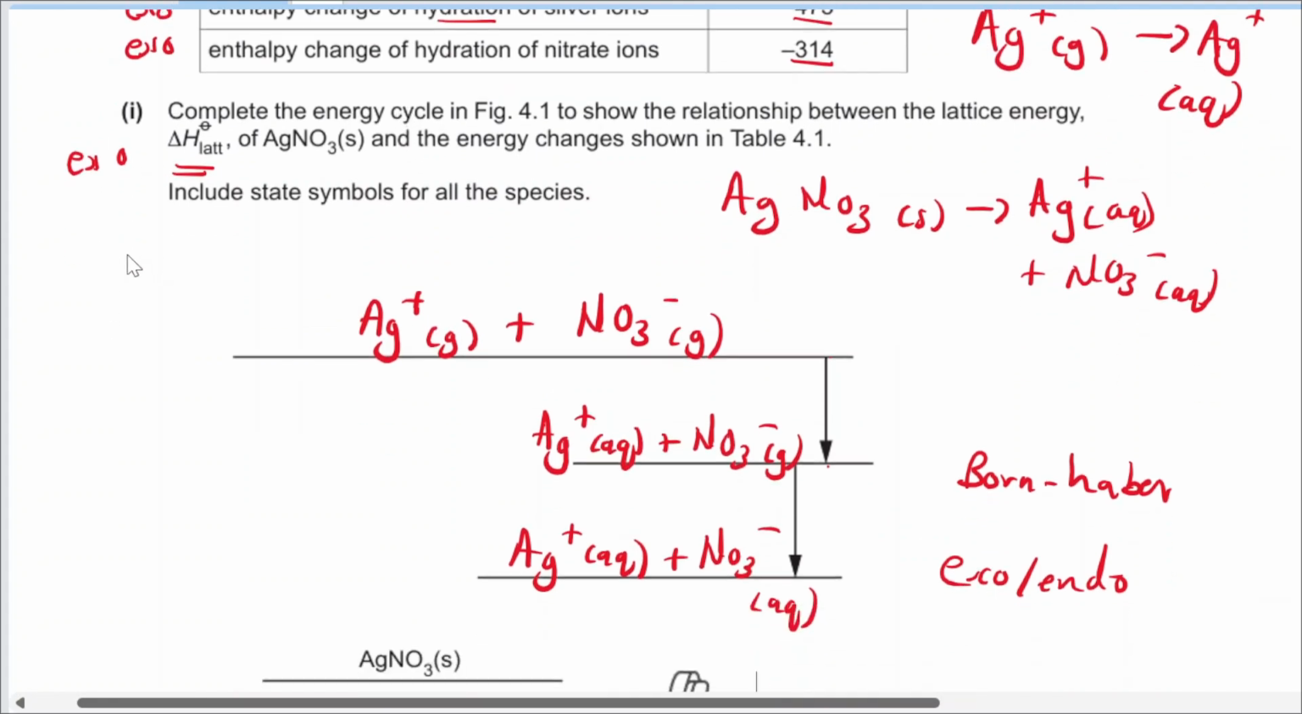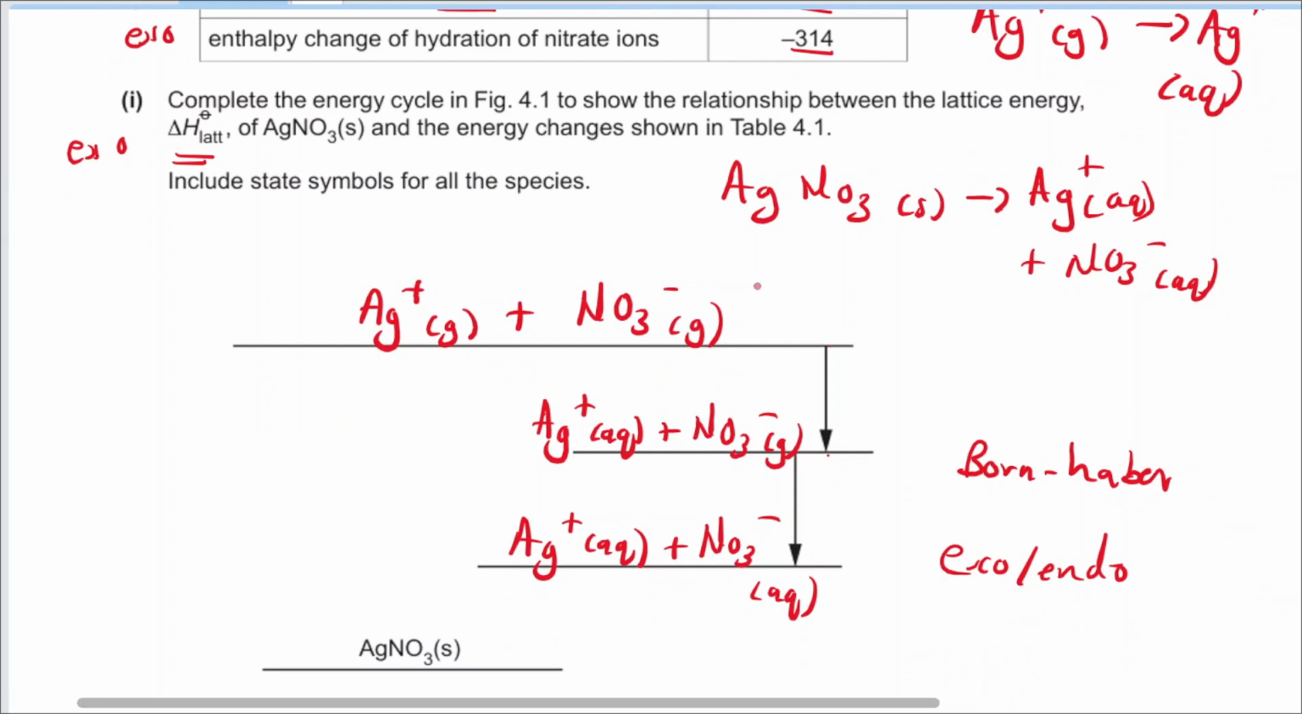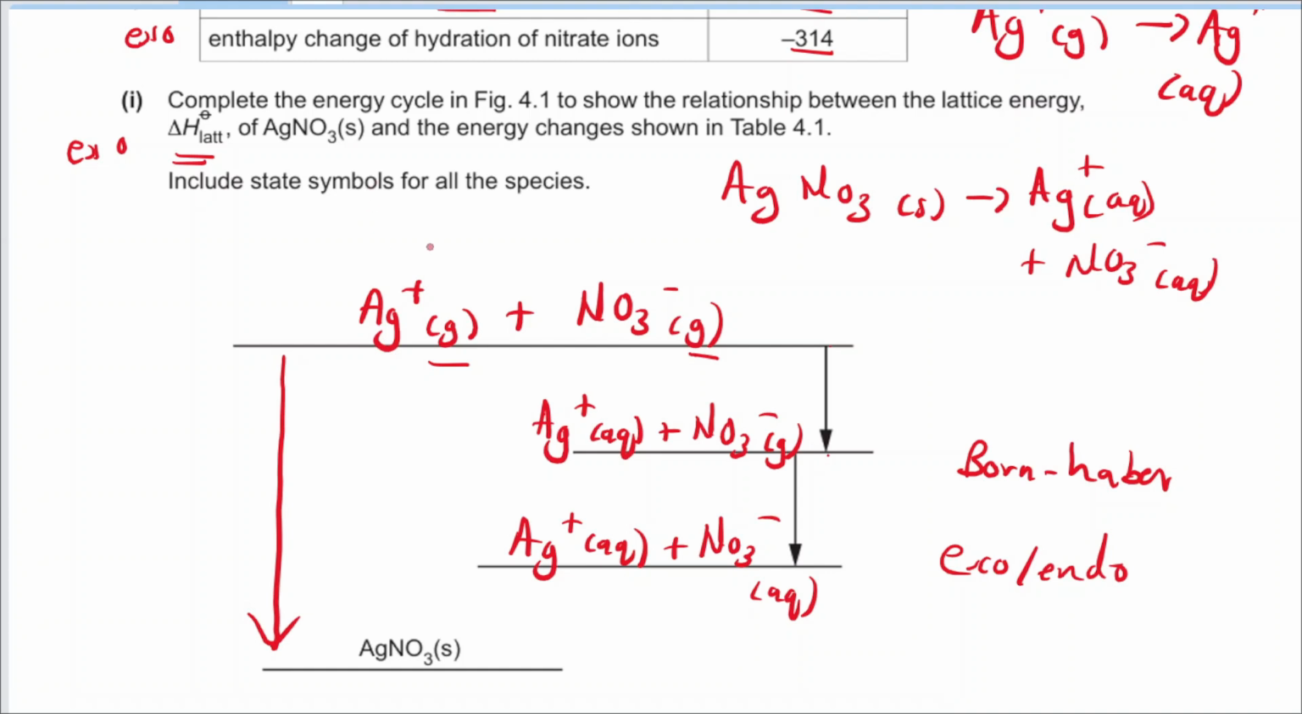There's one more exothermic reaction over here, which is the lattice energy. Now, where is the lattice energy reaction? Remember, lattice energy happens when two gaseous ions combine to form the ionic compound. So you can see from here to here, this is lattice energy, right? So this will be the lattice energy.